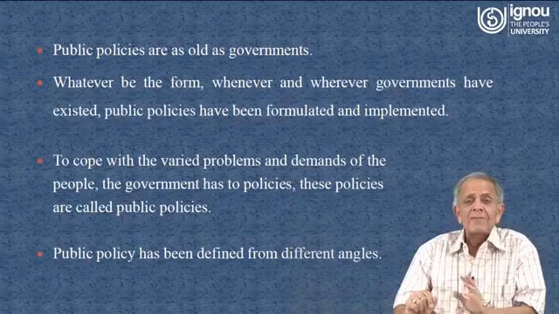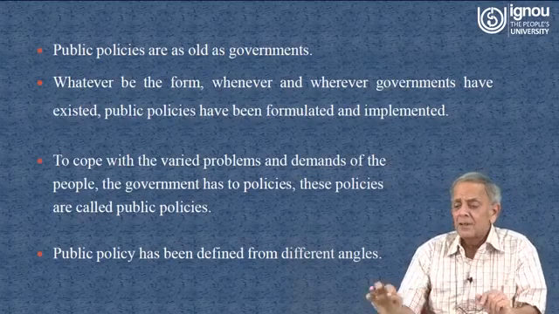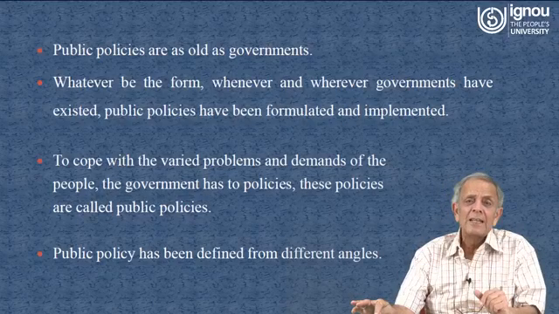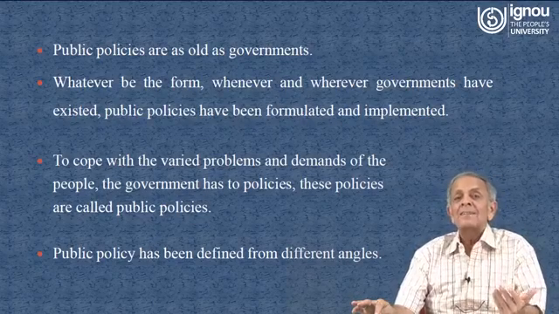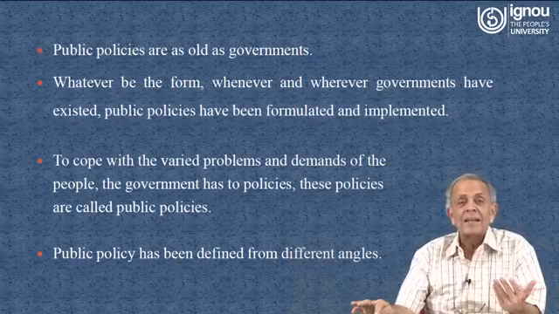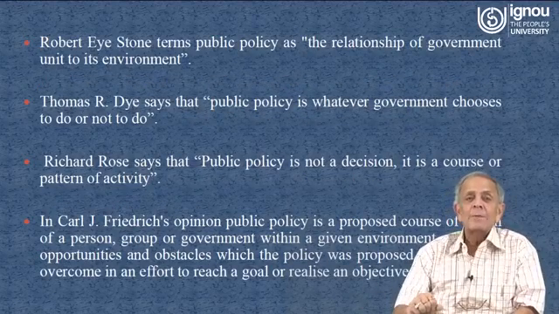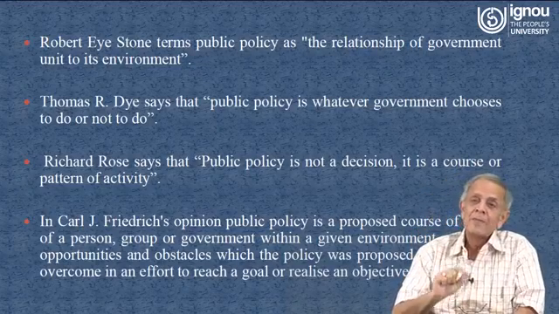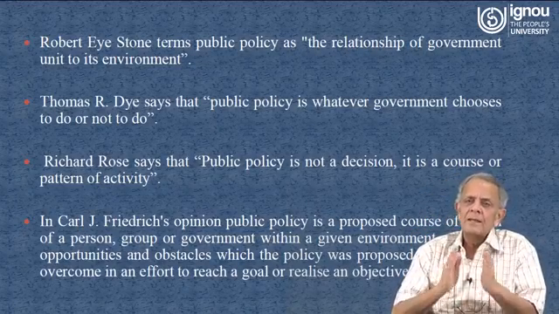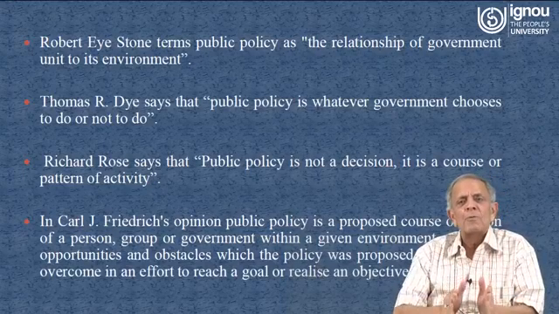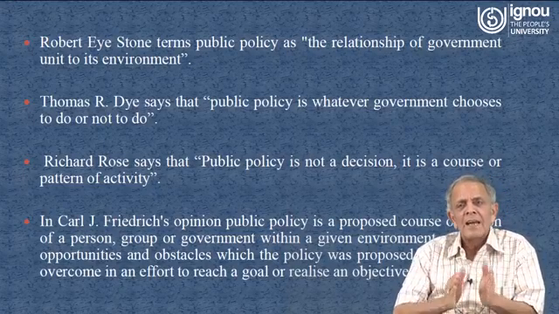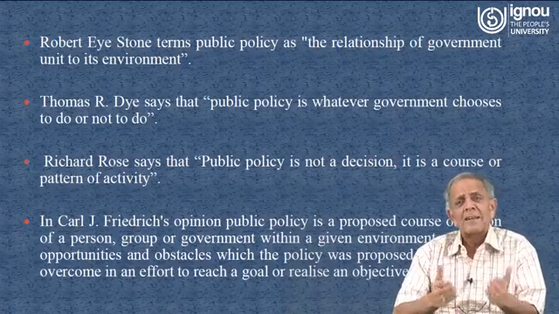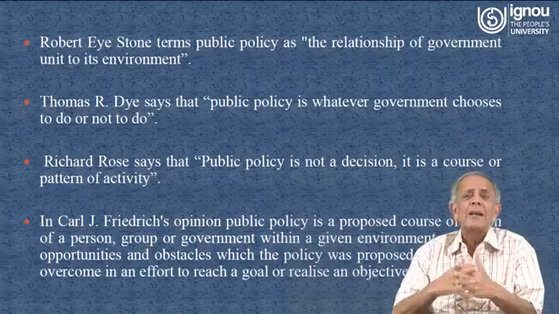Let us try to know that there are various scholars who have attempted to define public policy, and each one connotes a different kind of meaning, ultimately making us reach a point whereby we could understand what policy is. Robert Eyestone, for that matter, terms public policy as the relationship of the government unit to its environment. It needs to be understood that the government is not existing in a vacuum. It is in existence in a given environment. And when we talk of the environment, there are the pluses and the minuses of a number of factors which need to be taken up in an integrated manner.